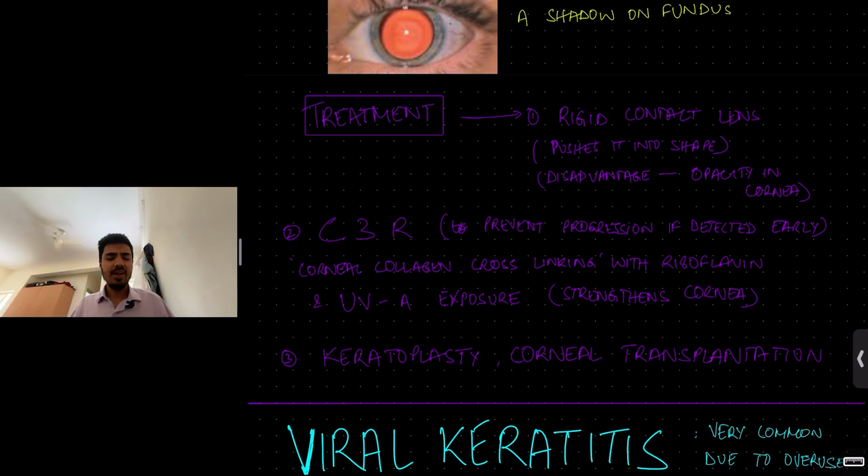And if it is very severe, then you have to do keratoplasty, where you'll repair the cornea, or you can do corneal transplantation, keratoprosthesis. So, treatment: rigid contact lens, problem is opacity. C3R with UVA exposure to prevent progression, and keratoplasty or corneal transplantation if it is a very severe case. That is it for this video.